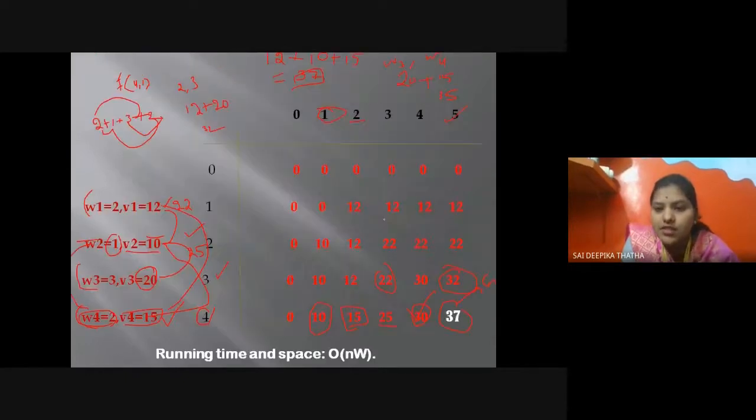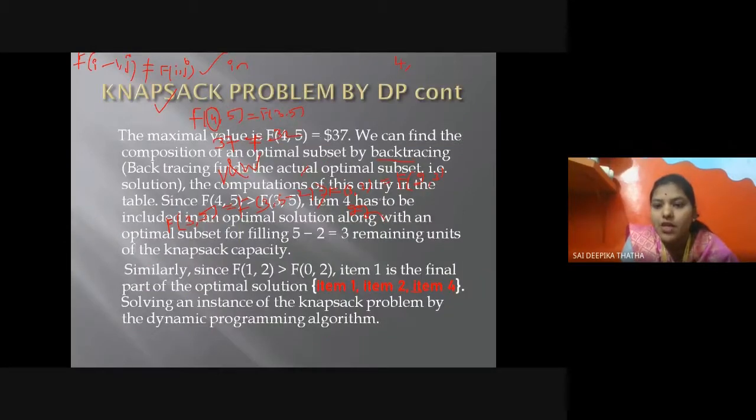And what is the next value? 2 comma 3. Where is 2 comma 3? Here, 2 comma 3. This is also going to be 22. Whether 22 is equal to 22? Yes, those two are equal. So we cannot include the item 2 into the table. Sorry, item 3 into the table. So we cannot keep anything here.